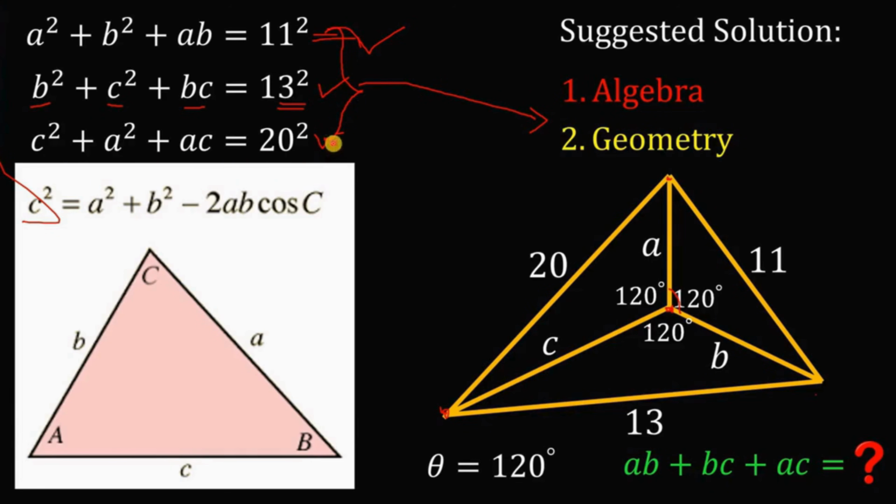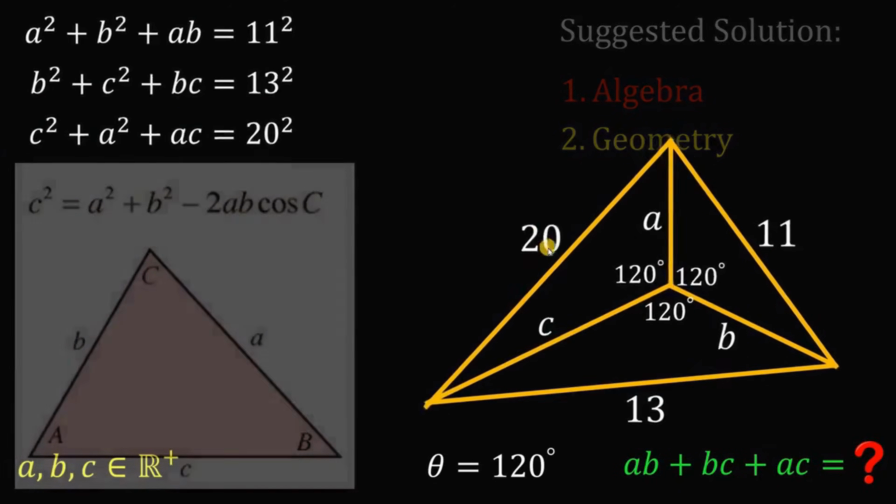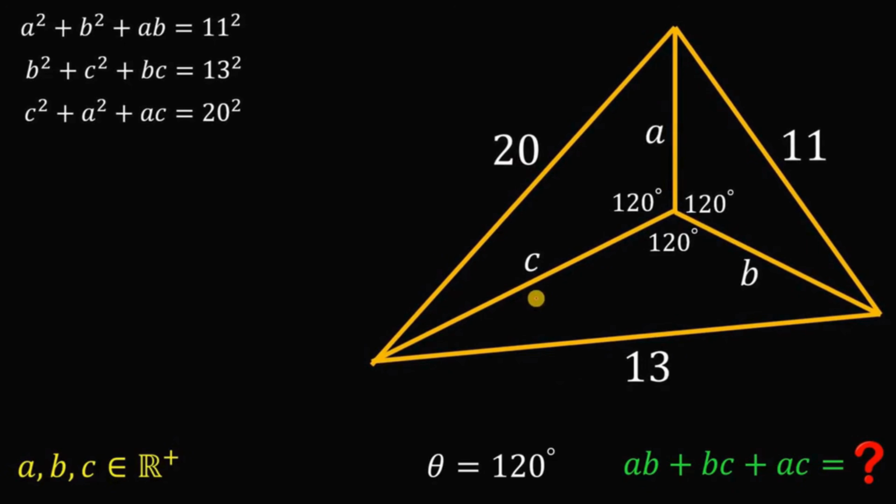So this algebraic question can be converted into this geometric problem. So again, let's focus on this figure. Now, the main question is, again, what is the value of AB plus BC plus AC?